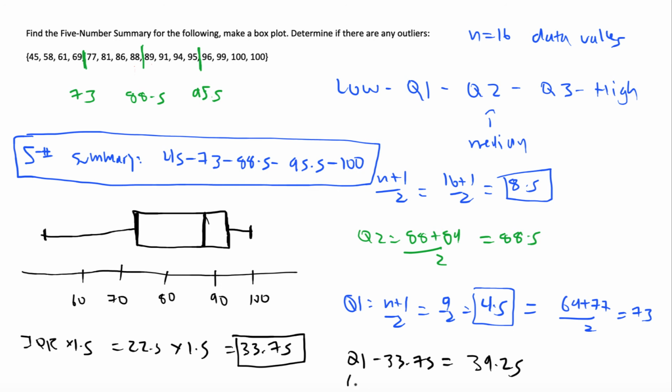Then we want to take Q3 plus 33.75. Q3 in this case was 95.5. So we add the 33.75 to that, and we get 129.25. What does that mean? It means any value above 129.25 would be an outlier. So in this case, there are no outliers.